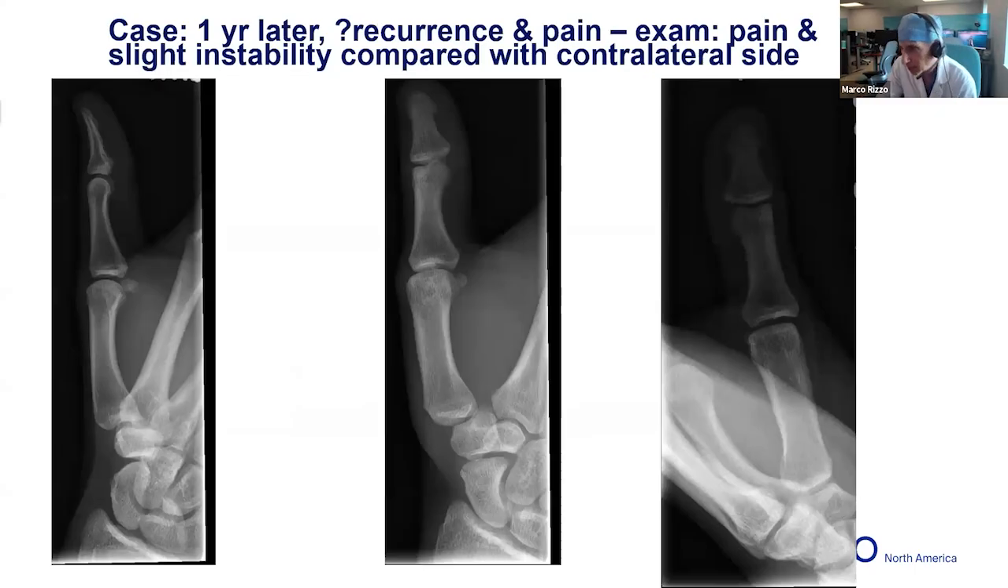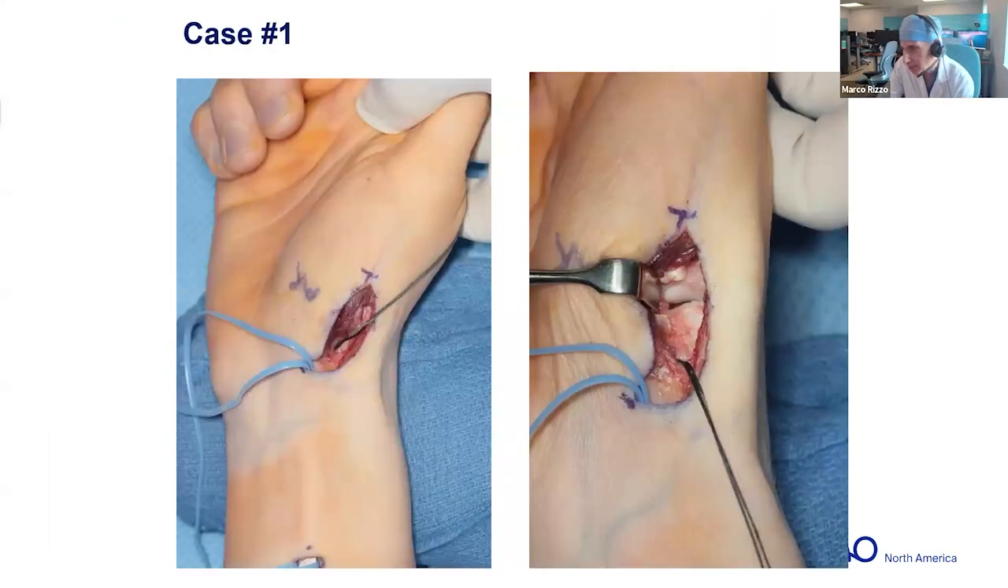So unfortunately, this kiddo came back to me about 1 year later, and he had more pain again. He didn't have an obvious ganglion, but there was suspicion that it might have come back. But to me, he felt unstable. And so I opted to move forward with the ligament reconstruction. These are some pictures of the procedure.